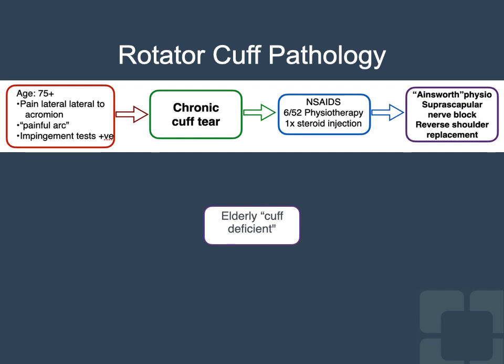The difficulty with this population is even if they have a smaller tear, they're often not amenable to surgery for biological reasons. Some of them do very well with what's called Ainsworth physiotherapy, which is recruiting the anterior deltoid. It's a fairly standard program. A suprascapular nerve block is a very good way of getting rid of the pain. We can either do this in the clinic or they can be referred up for ultrasound guided injections. And ultimately, a reverse shoulder replacement is surprisingly a very good option in these people as they get back to activity very, very quickly, and it's very reliable.